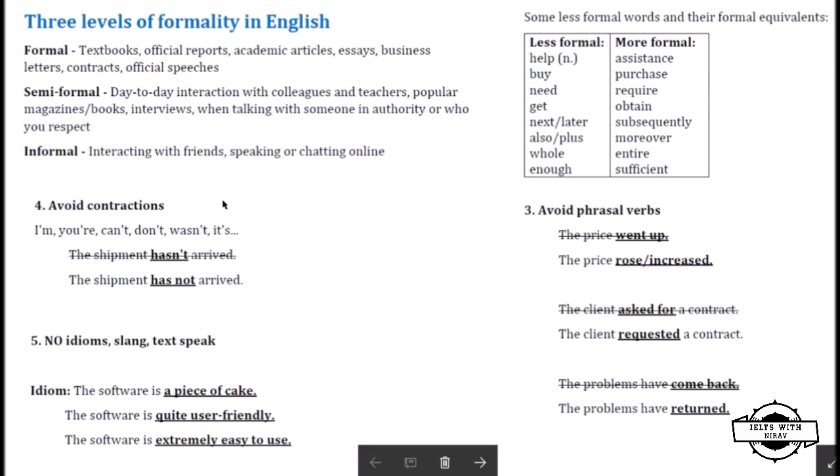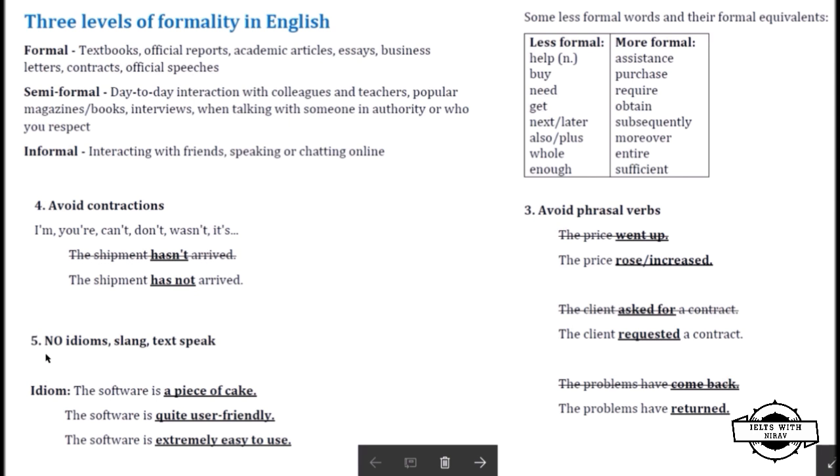The fourth one is to avoid contractions: I'm, you're, can't, don't, wasn't, it's. Instead of that you need to use the full forms: I am, you are, cannot, do not, was not, it is. I have mentioned one example: the shipment hasn't arrived, versus the shipment has not arrived. The meaning of these two sentences is completely the same, but you are writing a formal letter, so you need to consider this. You can't use hasn't, you must use has not.